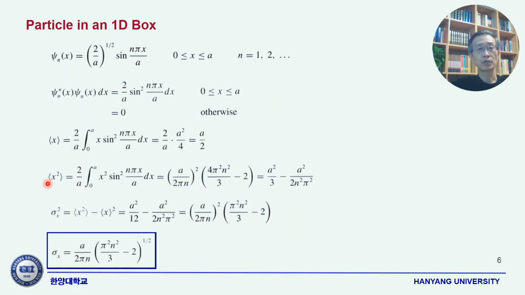And now you're going to calculate the x squared average, which is, instead of x, you put x squared here. Then you do this integration. You could do it with integration by parts. Then what you obtain is this one. Now, sigma x squared, we call this the variance.